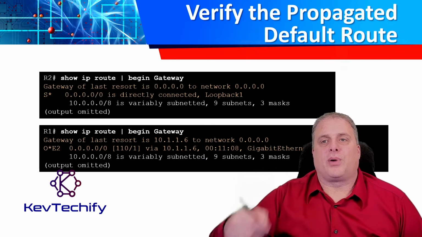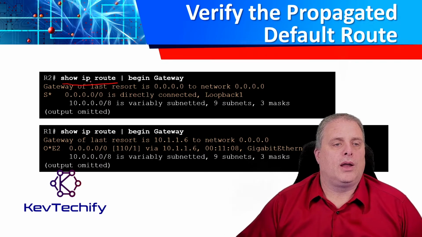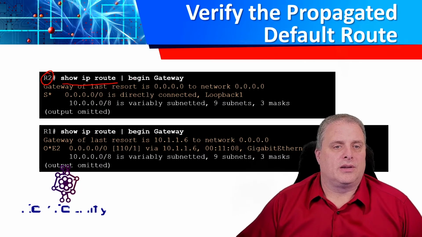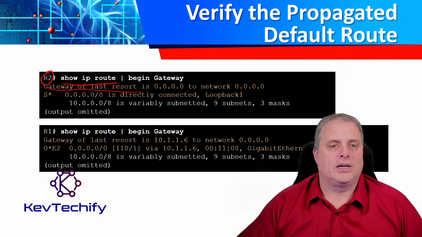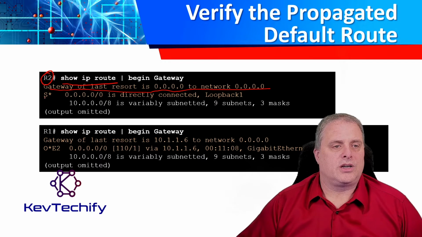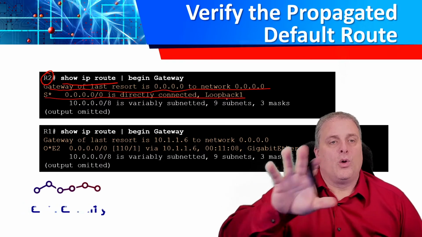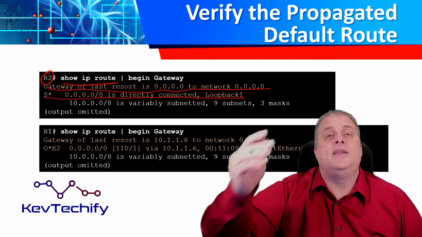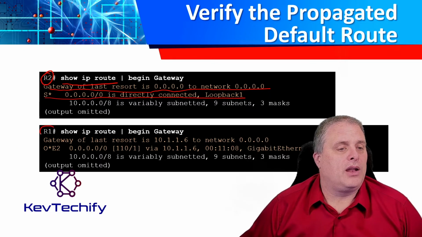To verify that the propagated route has been there, we can do a show IP route, and we are on R2 here, beginning with the filter on gateway, and it says gateway of last resort is 0.0.0.0 to network 0.0.0.0. And then here's our static route that says we are directly connected to loopback 1. That's what we just configured. So we can verify it on R2. Now let's go on to R1 and see that it has been propagated through OSPF.